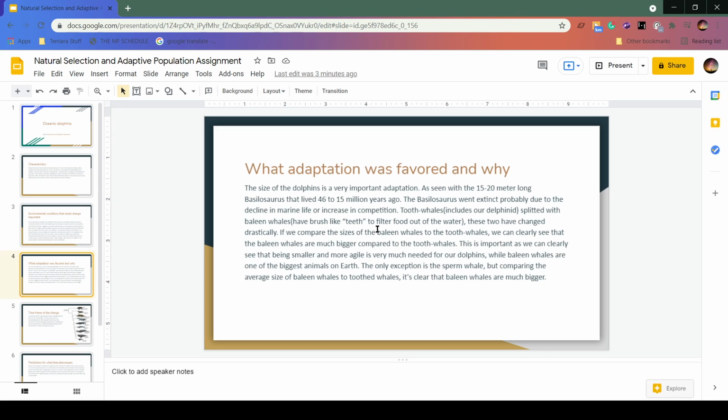If you compare the size of the baleen whales to the toothed whales, you can clearly see that the baleen whales are much larger compared to the toothed whales. This is important as we clearly see that being smaller and more agile is much needed for our dolphins, which is why even after they split, the size of the dolphins has been getting smaller and smaller.